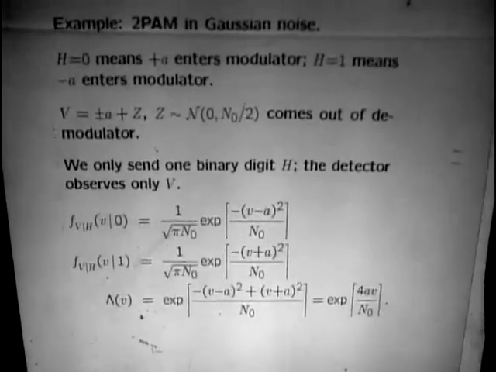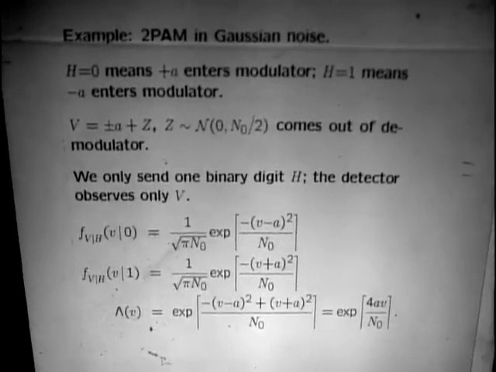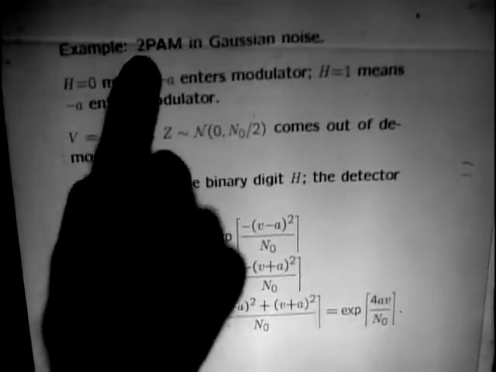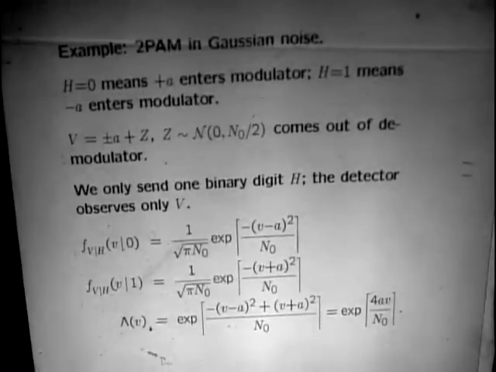Okay, so we want to look at the problem in Gaussian noise. In particular, we want to look at it for 2 PAM. In other words, for a standard PAM system where 0 gets mapped into plus A and 1 gets mapped into minus A. This is often called antipodal signaling because you're sending a plus something and a minus something.